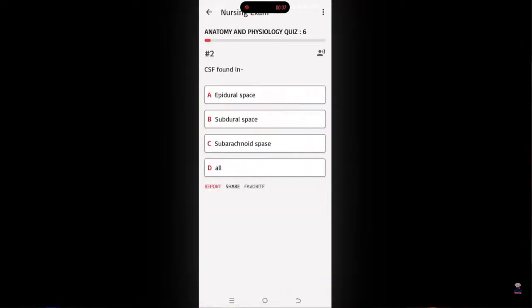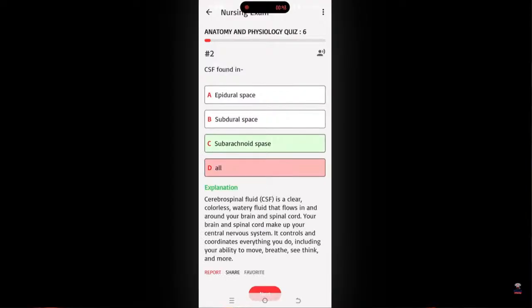CSF found in A. Epidural space, B. Subdural space, C. Subarachnoid space, D. All. Correct answer is D. Cerebrospinal fluid, CSF, is a clear, colorless, watery fluid that flows in and around your brain and spinal cord. Your brain and spinal cord make up your central nervous system. It controls and coordinates everything you do, including your ability to move and breathe.